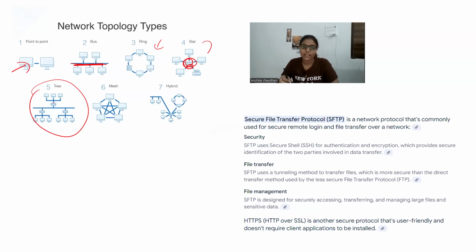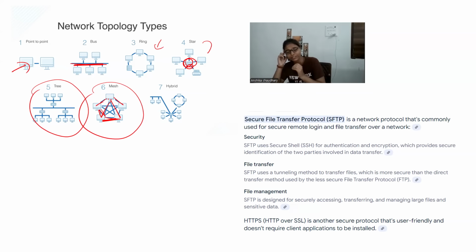This is tree topology. You can see that there are parent and child relationships. And this is mesh. Mesh means every computer is connected to another computer. If we see this computer, it is connecting with this and with this, right? So all the computers are interconnected to each other. It is called mesh topology. And hybrid is when we mix two or three topologies, then it comes in the category of hybrid.